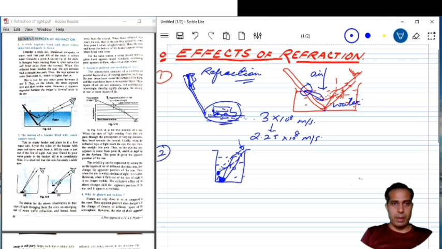Apparent position and twinkling of stars. Number 3, twinkling of stars.